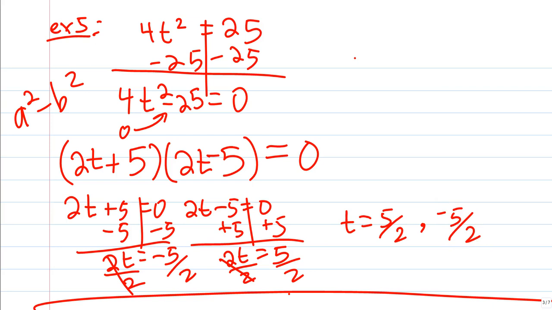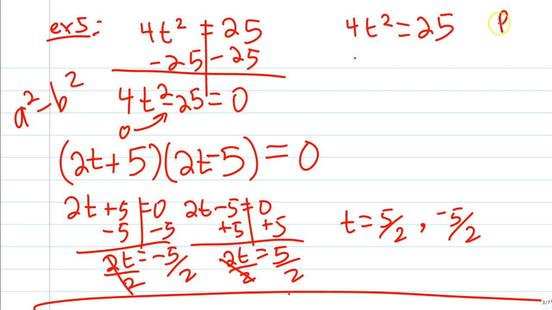By the way, this is not the way I would have solved this. There's nothing wrong with this method, but let me show you something else. See, 4t squared equals 25. This is different than some of the previous ones because we only have one t. I don't have ax squared plus bx plus c. I just have that single t.